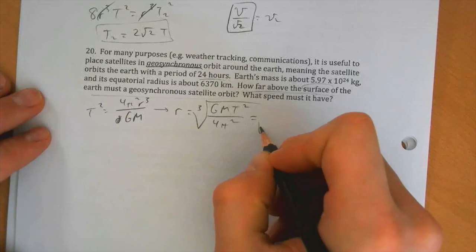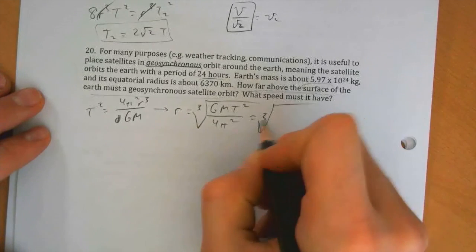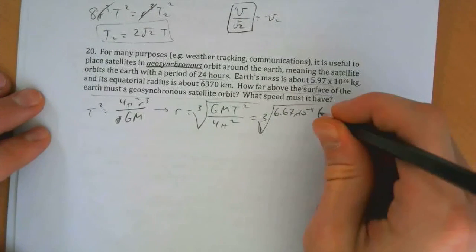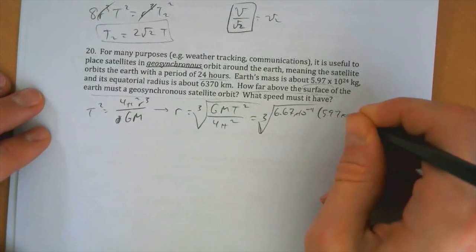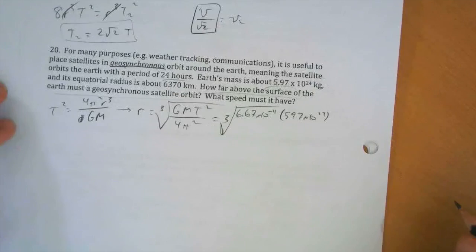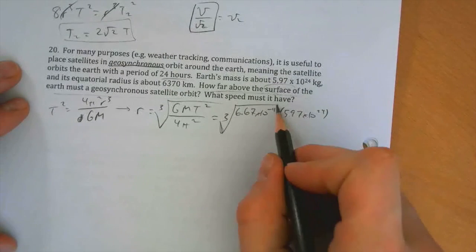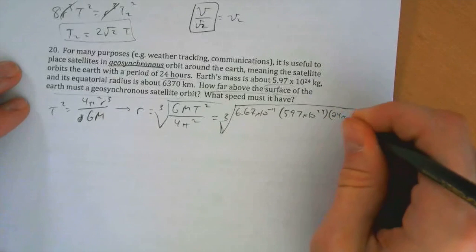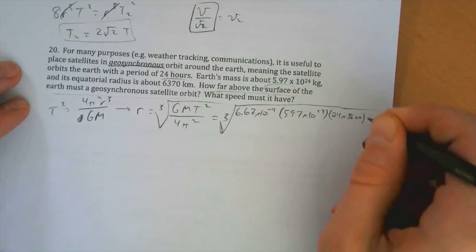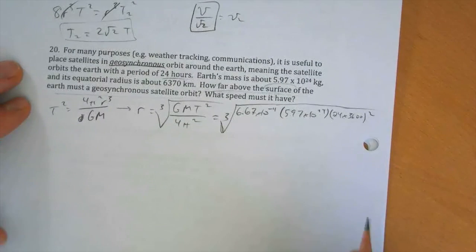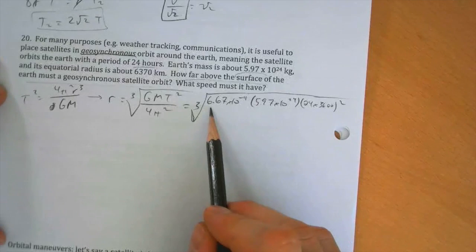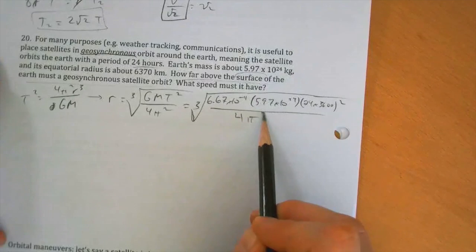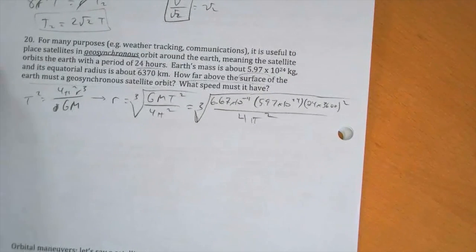This one's a little bit obnoxious. G is 6.67 times 10 to the minus 11th. Mass of Earth, 5.97 times 10 to the 24th. Period is 24 hours, so that's 24 times 3600 squared, all over 4 pi squared. So you can calculate that.